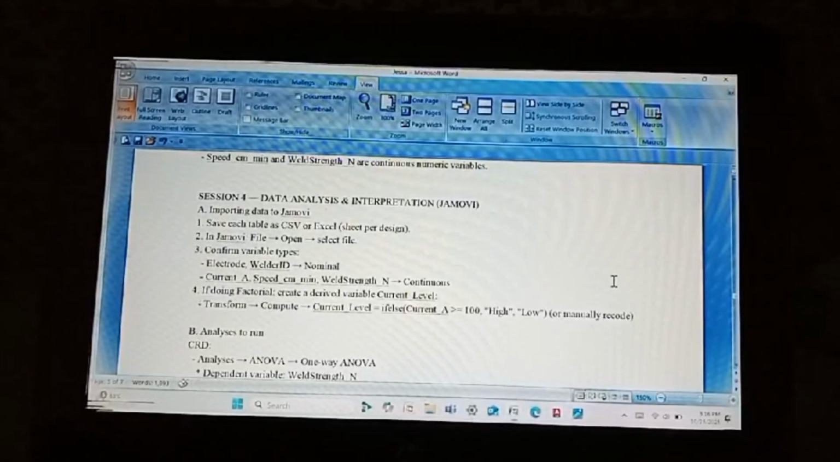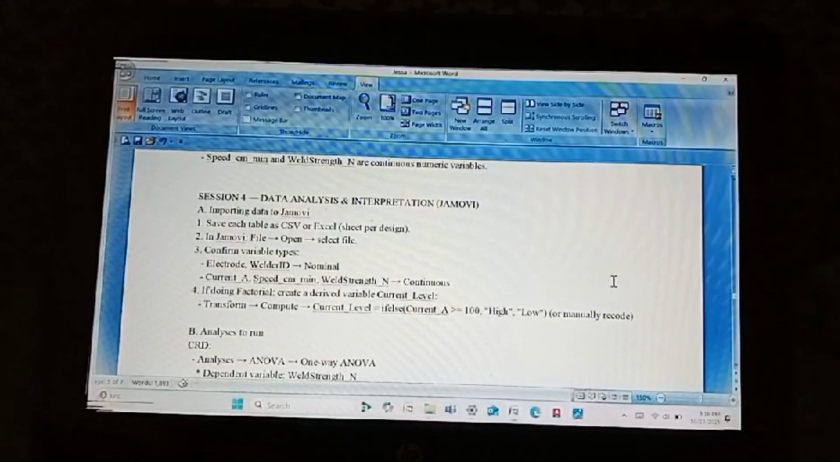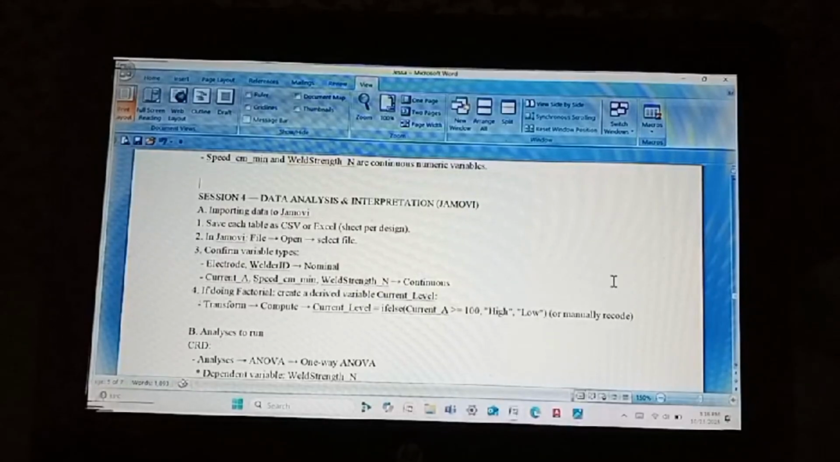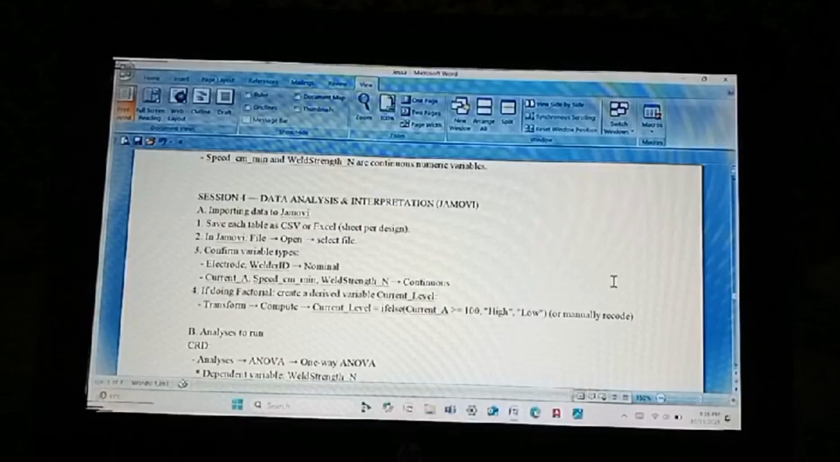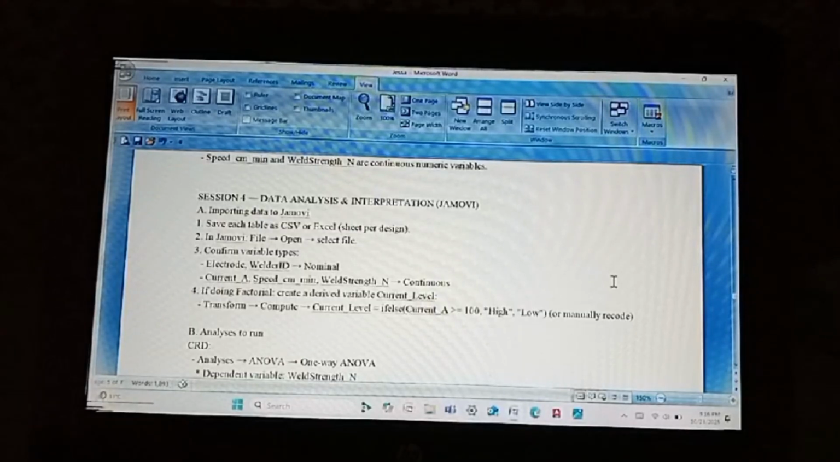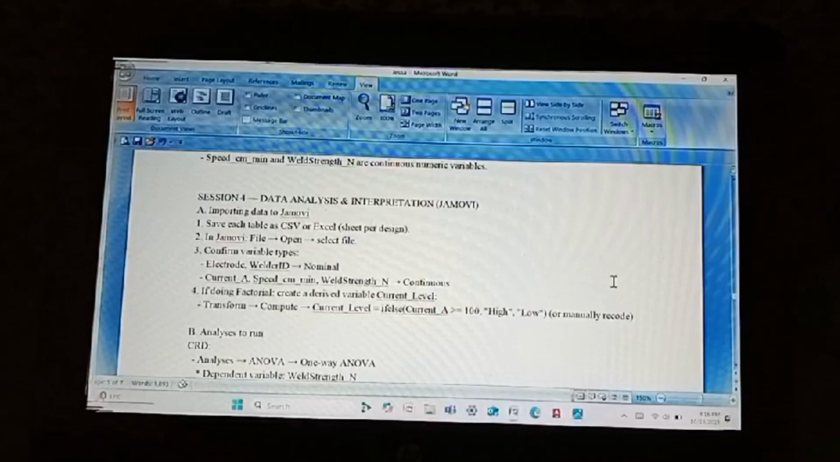Question 4. Data analysis and interpretation. CRD, one-way ANOVA, factor electrode type, dependent weld strength. Jamovi output example: F(2,22) equals 15.47, p equals 0.0001. Mean strength: E6013 equals 3075 N, E7014 equals 3325 N, E7018 equals 3890 N. Interpretation: since p is less than 0.05, there is a significant difference among electrode types. E7018 produces the strongest welds.